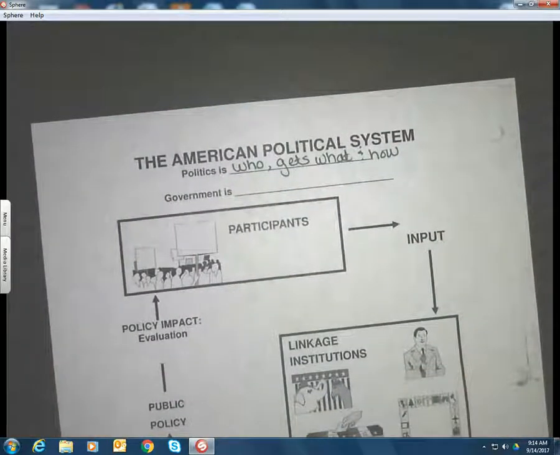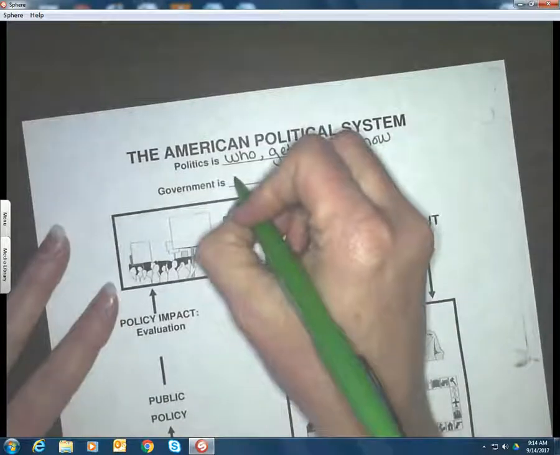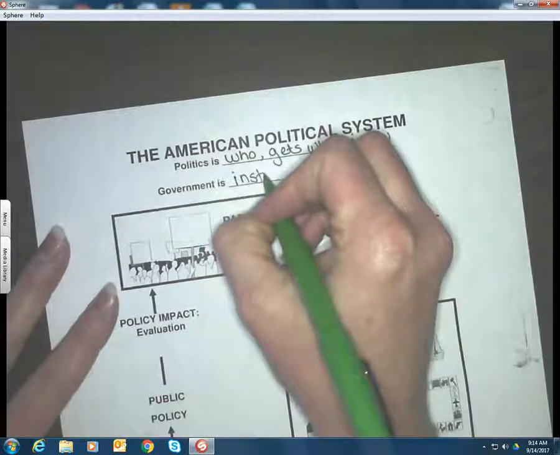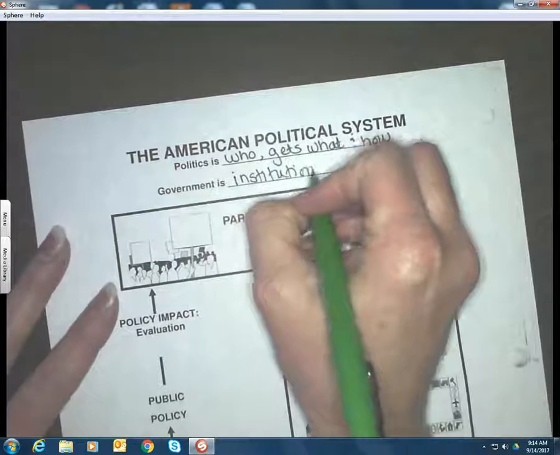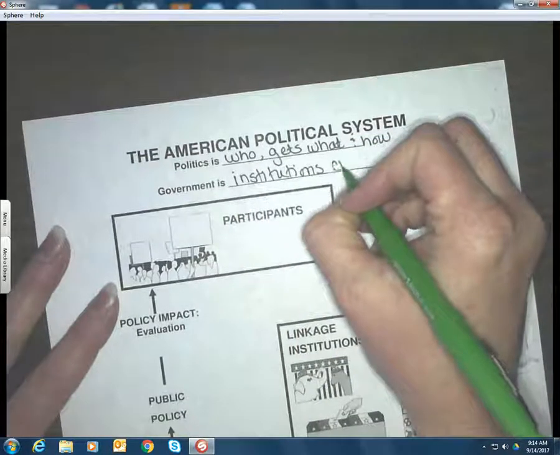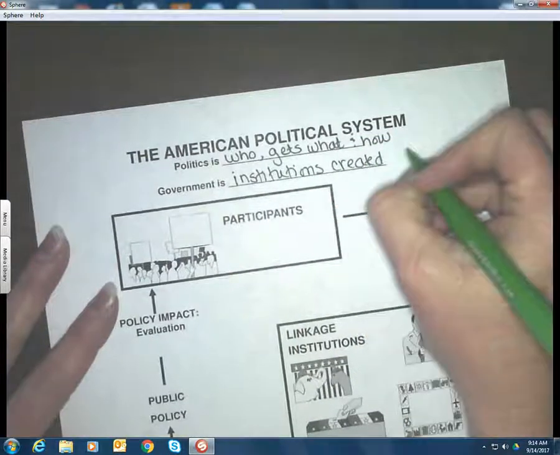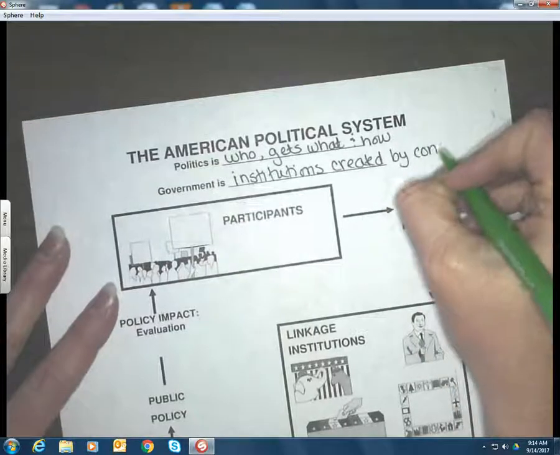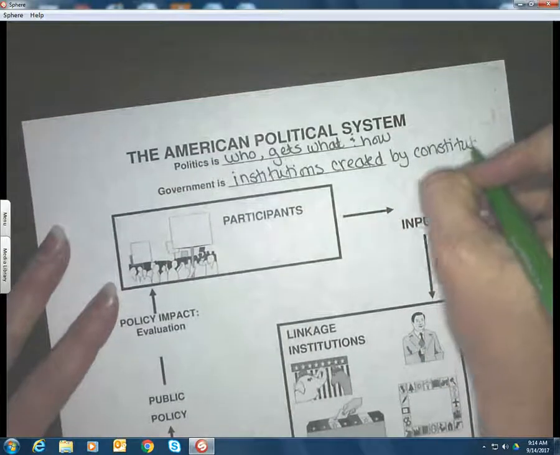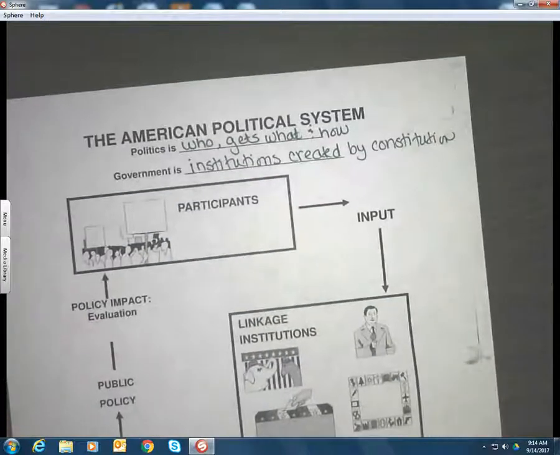Government's different. Government is the institutions that are created by our Constitution. When I say the institutions, I mean those branches of government. I mean the legislature, the executive, the judiciary, all the bureaucratic agencies. It's those institutions that are able to actually create policy in our country.